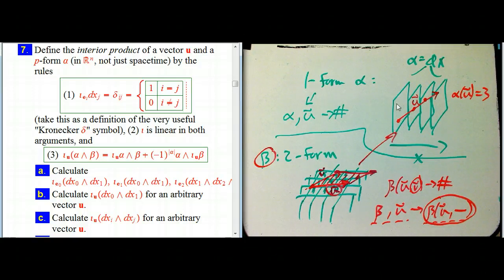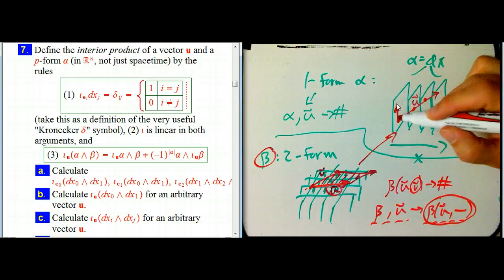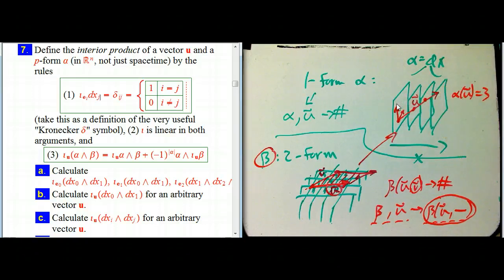If the vector was in the e2 or e3 direction, then I'd get 0. And so that's what this is about. We use this symbol called the Kronecker delta, which just gives 1 if i equals j or 0 otherwise. It's basically the identity matrix. And I just say that the interior product of ei with dxj is going to be either 1 or 0.